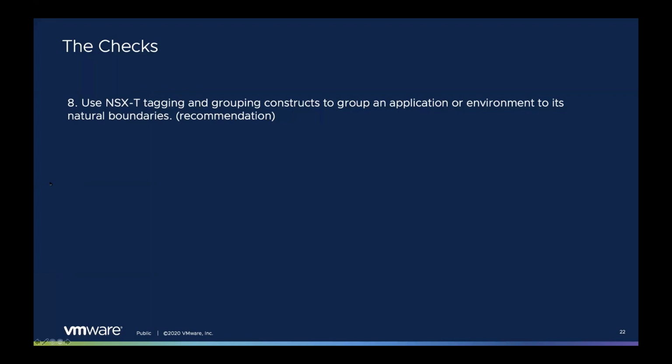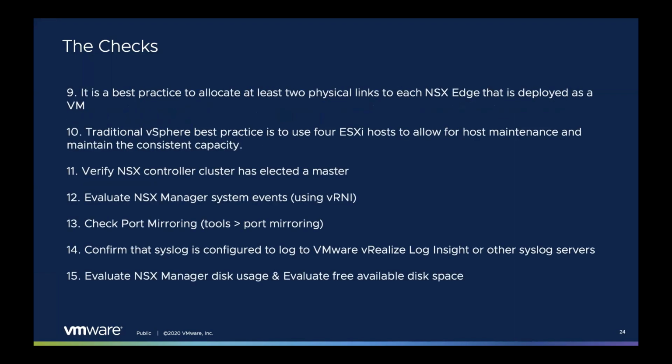So I don't want to go on about too many checks. I'm sure you can look at these in a lot more detail if you want to. So I'm just going to quickly go through the last 7. It's best practice to have at least 2 physical links to each NSX edge that's deployed as a VM. You can go into more detail about why that is. Traditional best practice in vSphere is to have 4 vSphere hosts for host maintenance and capacity. Verify the NSX controller cluster has elected a master. You can do this via the command line.